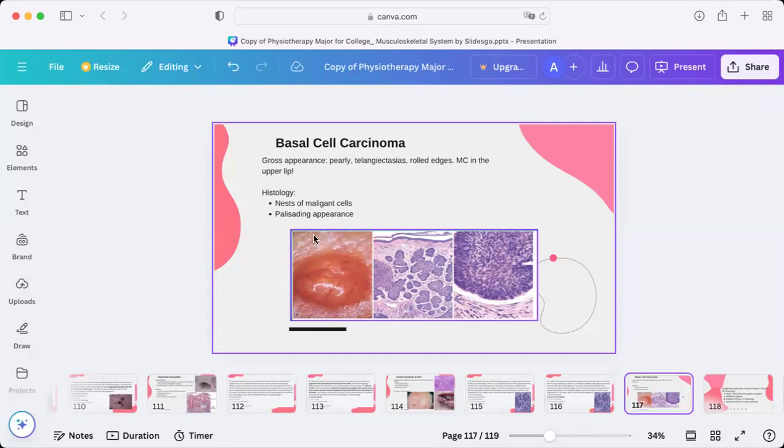This is the gross appearance. Please know the gross appearance because it's pretty obvious and it's pretty high yield. So you can see it's pearly, you can see it's dome shaped, and you can see that there are telangiectasias, okay? Most commonly, again, in the upper lip and the eyelid. The lower lip is going to be squamous cell carcinoma, okay?